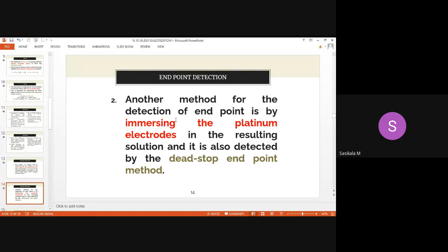When you have discussed all the concepts behind the dead stop endpoint method, the same should be discussed in brief under this title, endpoint detection for the diazotization method. Immersing a pair of platinum electrodes. What type of electrodes? Platinum electrodes. And it detects the endpoint. One will be a polarizable electrode and the other a non-polarizable electrode. The polarization will stop at the endpoint once it is reached, which indicates the reaction is completed. So very accurate detection of the endpoint is achieved by using this dead stop endpoint method.